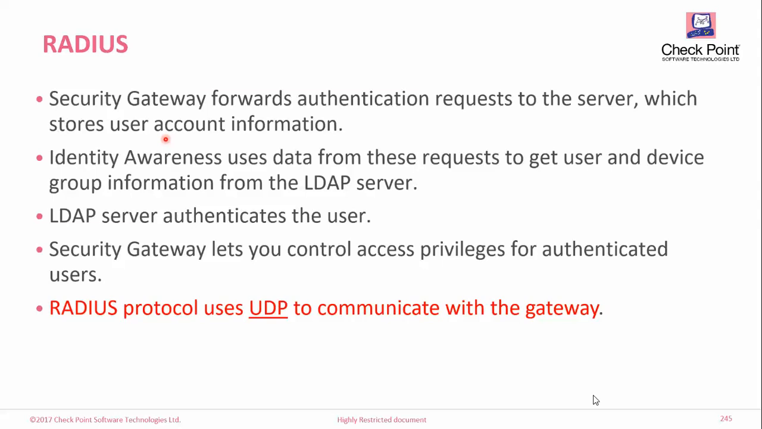Now using Radius, the gateway is going to forward the authentication request to the actual Radius server, because it is the client now. We've got the user coming through, hitting the gateway, so it's going to send that information to the Radius server that has the user account information. The Radius server is going to use that information to get these requests for the user and device group information from the LDAP server. So the LDAP server is still going to authenticate the user. The security gateway lets you control access privileges for the authenticated users. The Radius protocol uses UDP to communicate with the gateway.